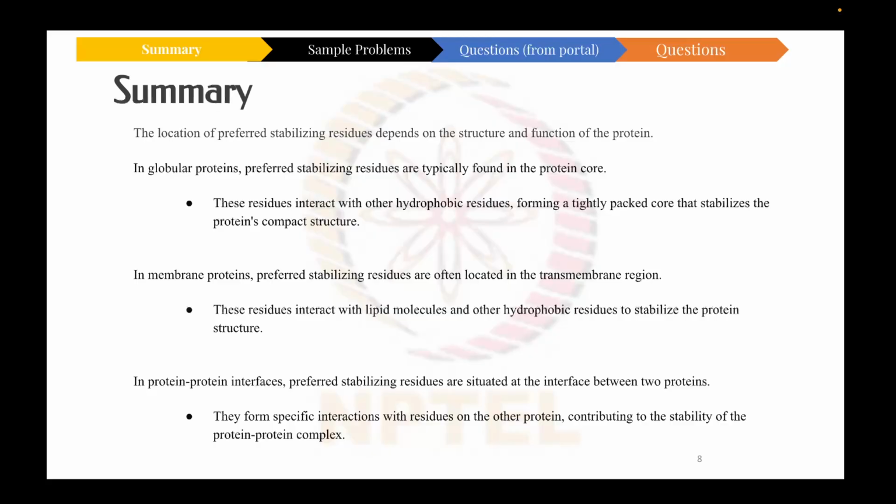Preferred stabilizing residues are amino acid residues that are commonly found in protein cores or interfaces and are important for maintaining the stability and structure of a protein. These residues are typically hydrophobic and have a high propensity to form stabilizing interactions with other residues. The location of preferred stabilizing residues depends on the structure and function of a protein.